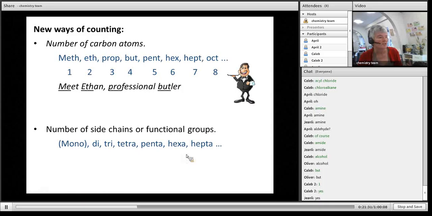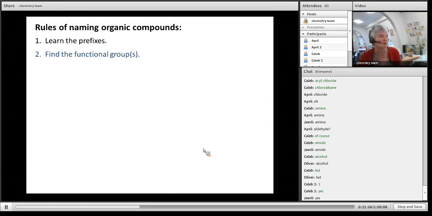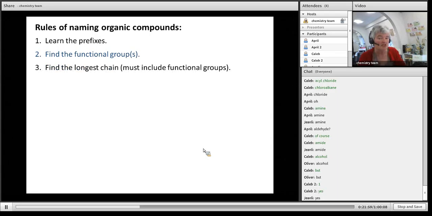Right. So this numbering is for the number of side chains and number of functional groups, and this one is for the number of carbon atoms only. Okay, so as I say, learn those prefixes, the meth, eth, prop, and the di, tri, tetra. Look always for the functional group. That's always the first thing you do, because that determines the chemistry, so it's the most important bit of the molecule. Then you look for that parent chain, that longest continuous chain, and it must contain that functional group. Then you look for those side chains.